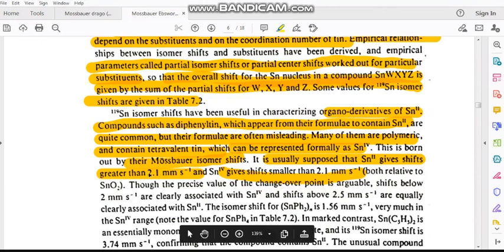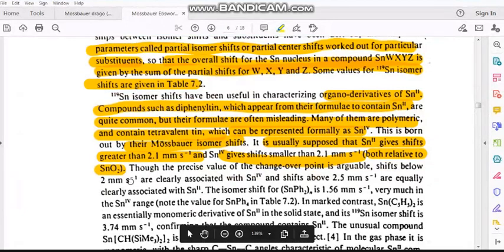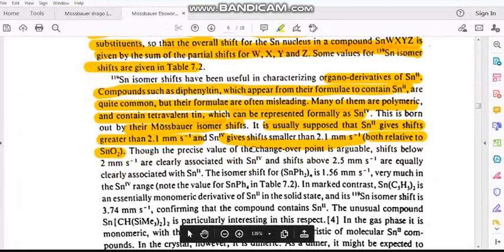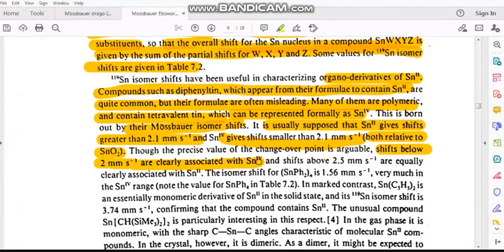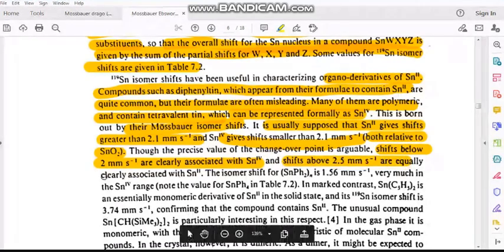So if it is a tin 2 plus, the isomer shift value should be greater than 2.1 mm per second, whereas if it is a tin 4 plus, the value should be less than 2.1 mm per second. Again, this value is related to tin dioxide. So shifts below 2 mm per second are clearly associated with tin 4, and shifts above 2.5 mm per second are equally associated with tin 2.